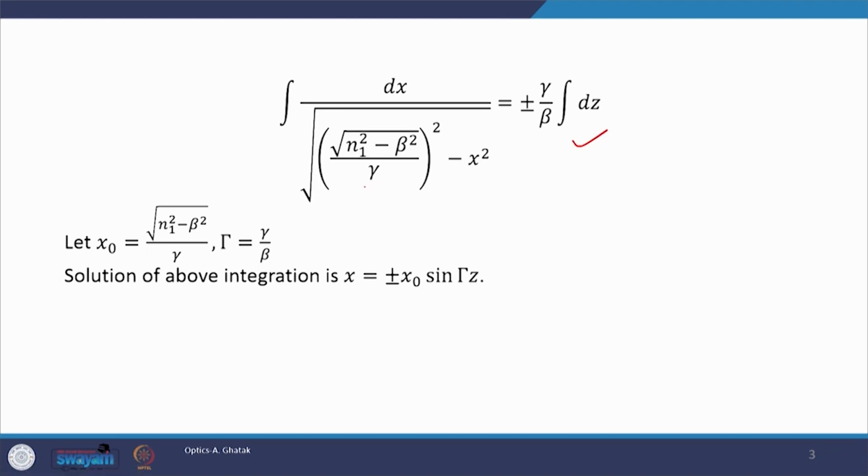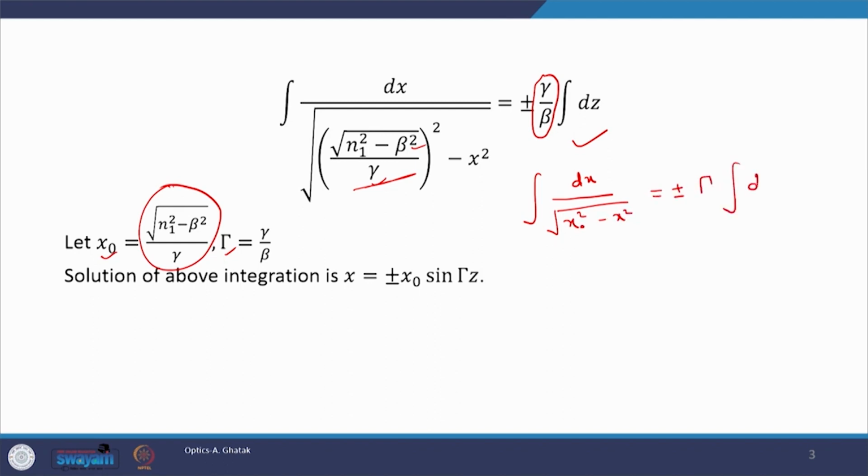Now the term in the bracket is a constant here: n1 square is constant, beta is independent of x, gamma is independent of x. Therefore we introduce a new parameter x naught, which replaces this term. And this term gamma by beta is again a constant, therefore we replace gamma by beta by capital Gamma. After these two replacements, the equation will look like this: dx by square root of x naught square minus x square is equal to plus minus Gamma dz.